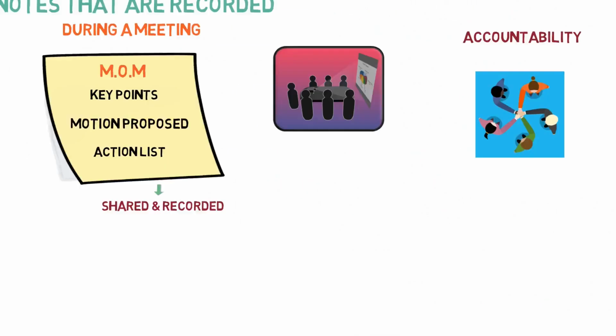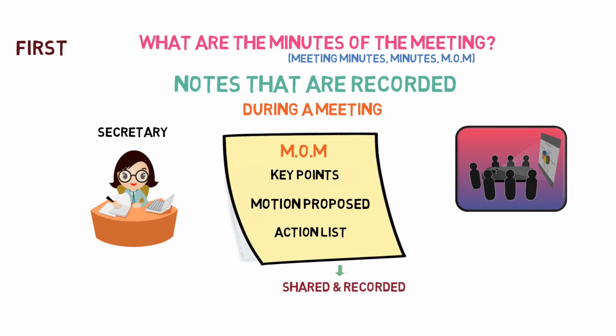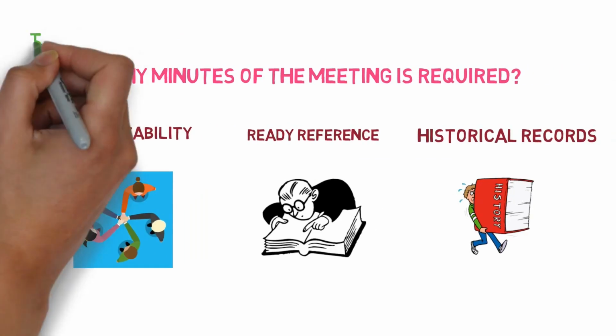That's all in this video. Let's quickly revise what we learned in this lesson. First, we understood what are minutes of meeting. Minutes of meeting are notes that are recorded during a meeting. These notes contain 3 important things. Number 1, key points that were discussed during the meeting. Number 2, any motions proposed or voted on by the members. And number 3, task updates and allocation as per the member.